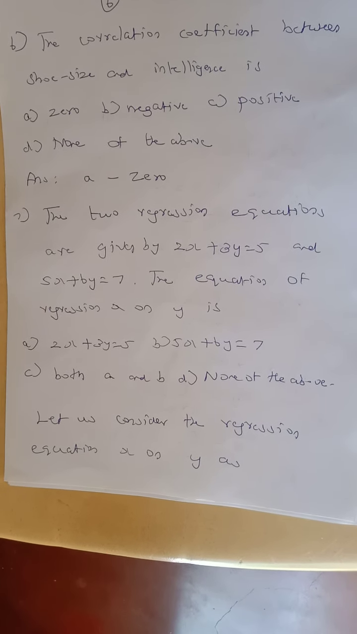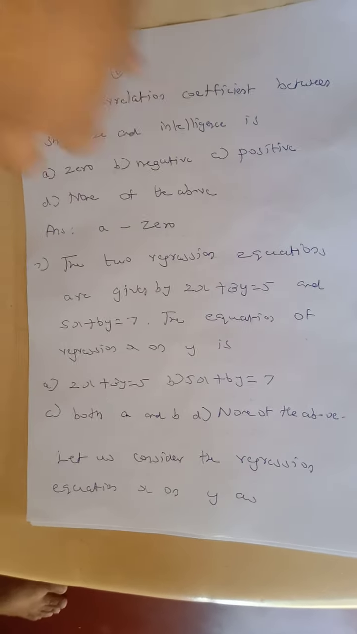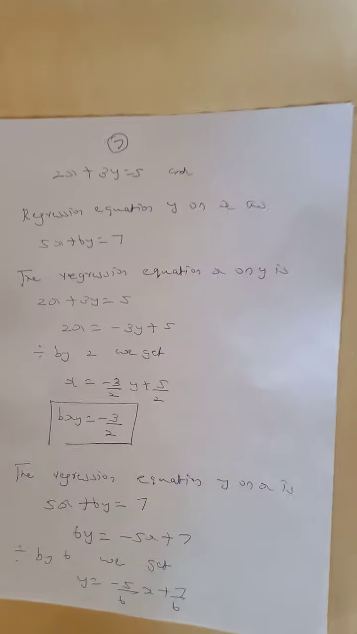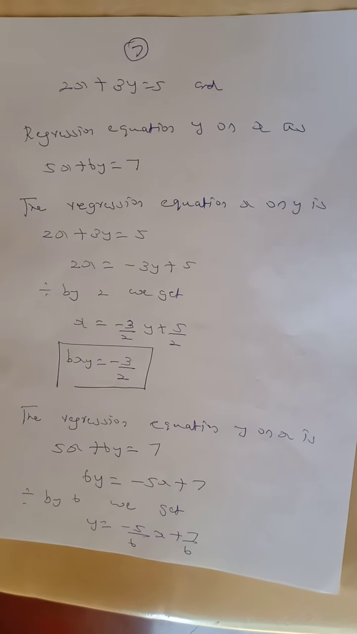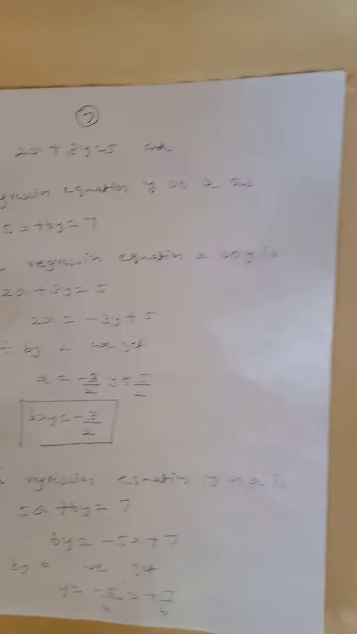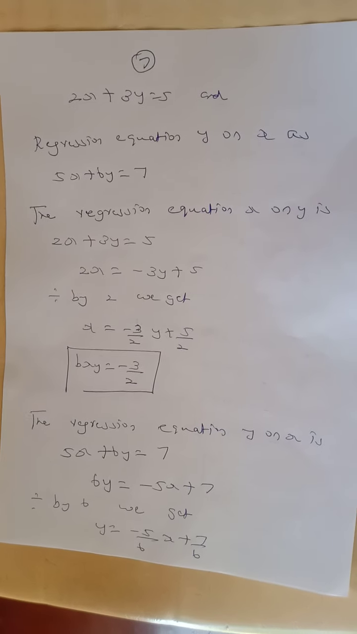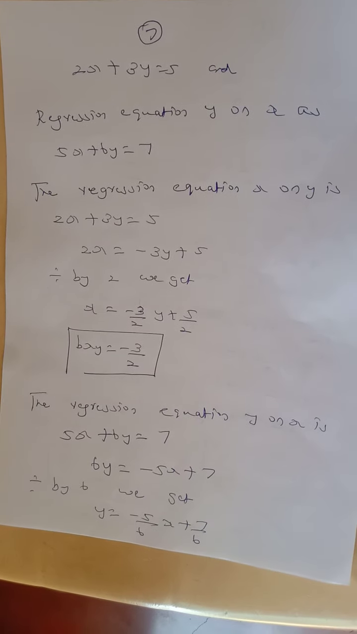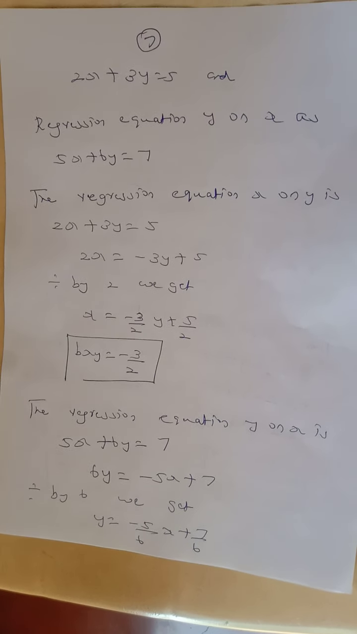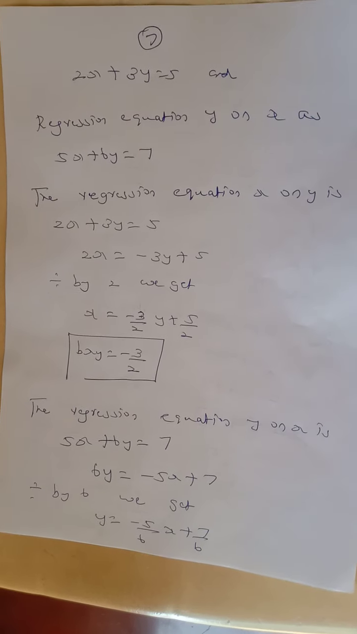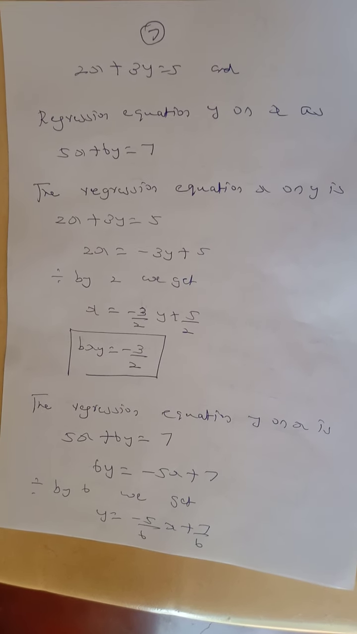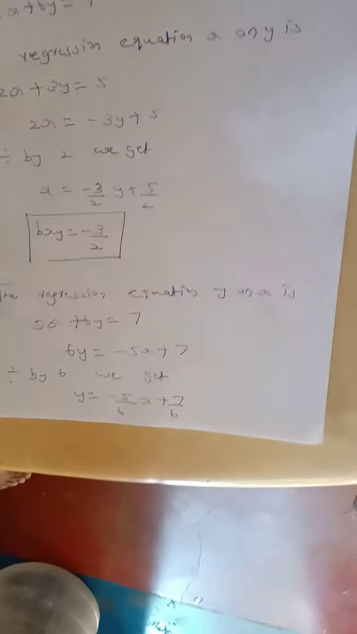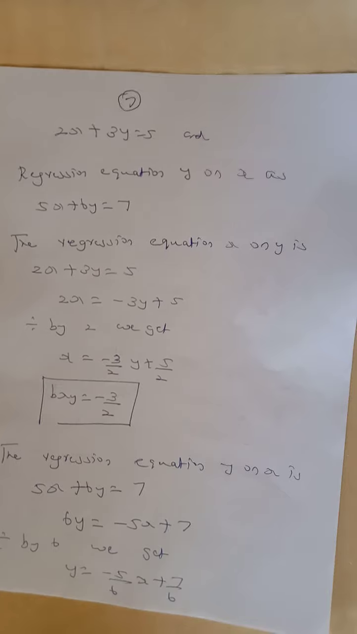So we are going to consider the first equation as the regression equation x on y. The regression equation x on y is 2x plus 3y is equal to 5, and the regression equation y on x is 5x plus 6y equal to 7. Using that we are going to find the values of the regression coefficients, and then the correlation coefficient. If it lies between minus 1 and plus 1, then what we have assumed is correct.